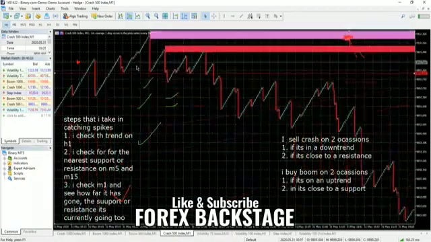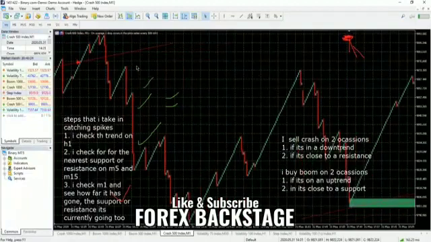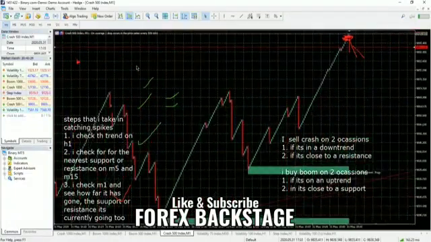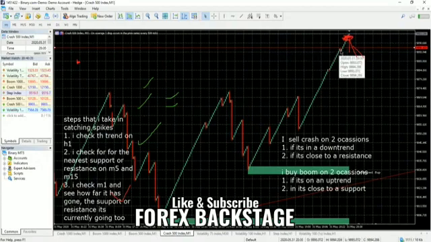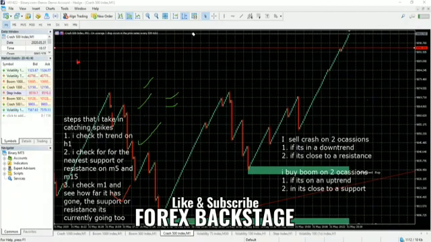As I told you earlier, Crash 500 is nice. Can you see it has broken some resistance there, but it obeyed the resistance because it actually fell a little.